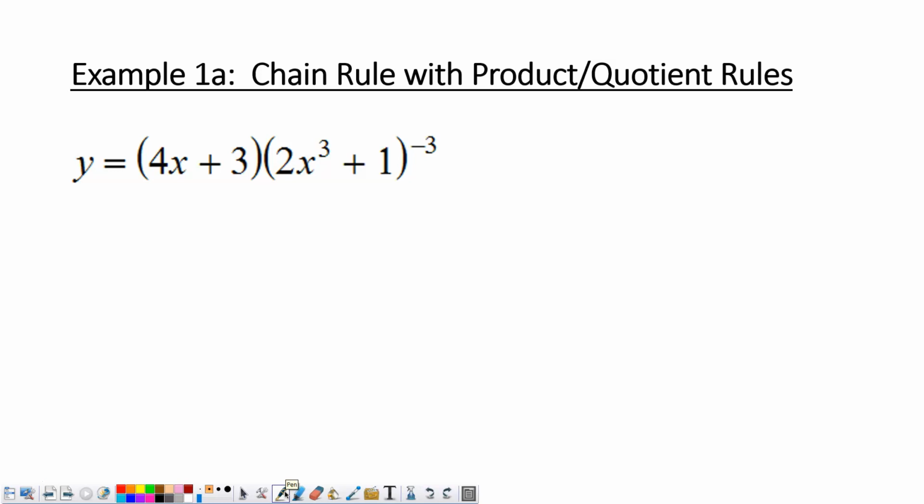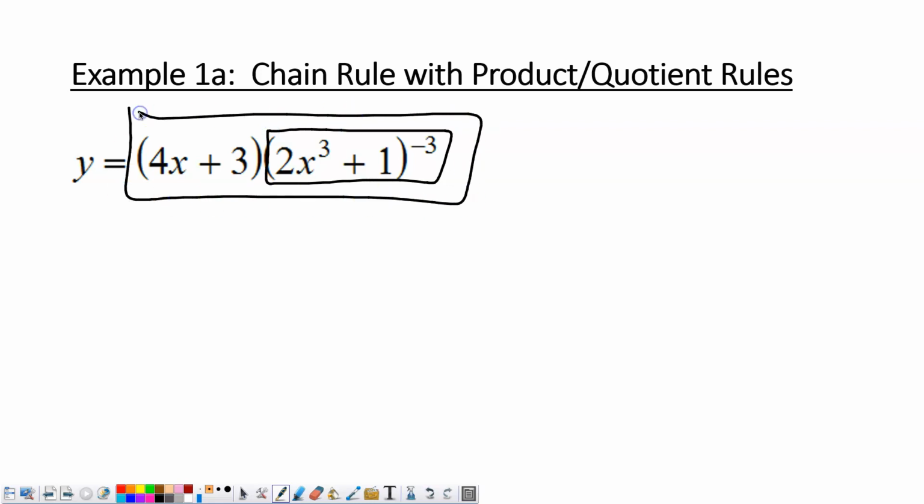it's whichever one is the biggest controlling factor in the problem. So as you can see, the chain only applies to this piece, right? But this whole thing is a product. So since the product is the bigger part, that's what you start with. And then the chain rule comes in after you start working through the product rule.